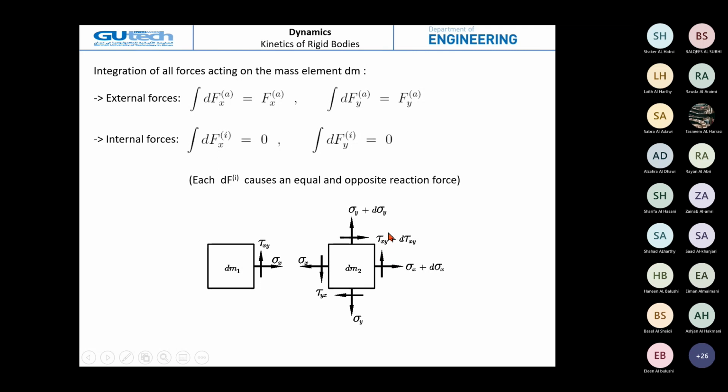Now, if we make the sum, we have sigma xy outward and this inward. The sum of the two gives zero, and you have only d tau xy and d sigma y. Then you have sigma y in the opposite direction, so d sigma y will be equal to zero.